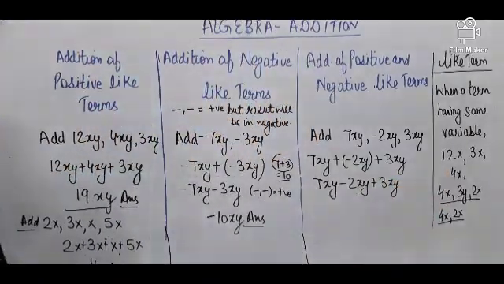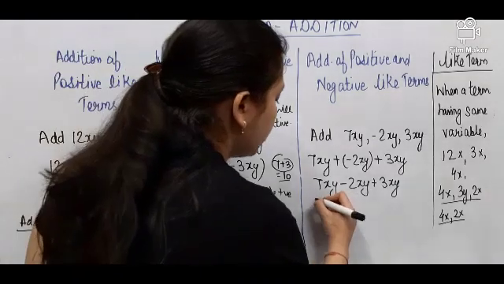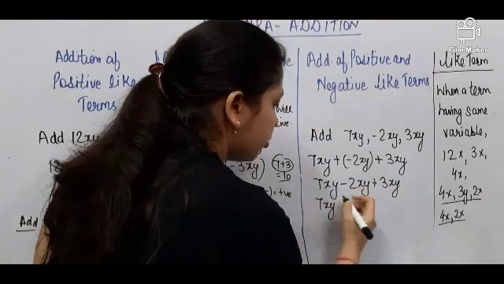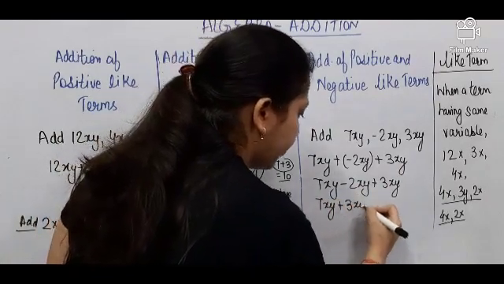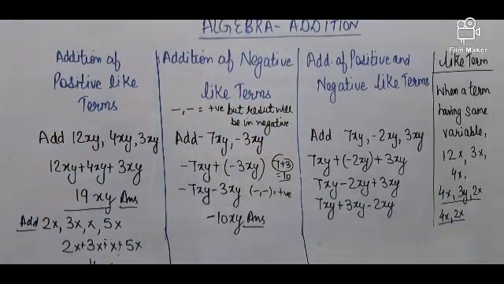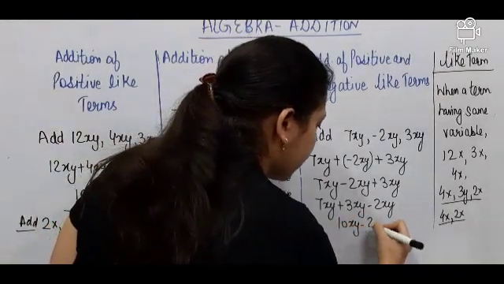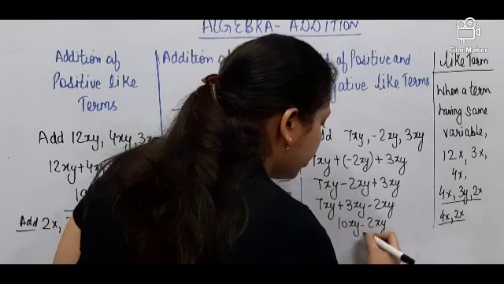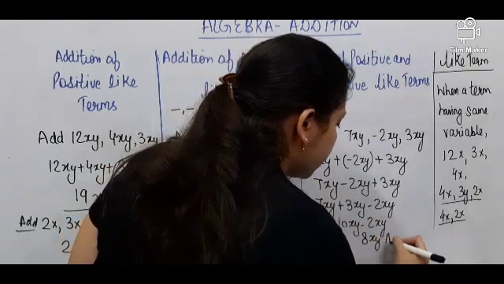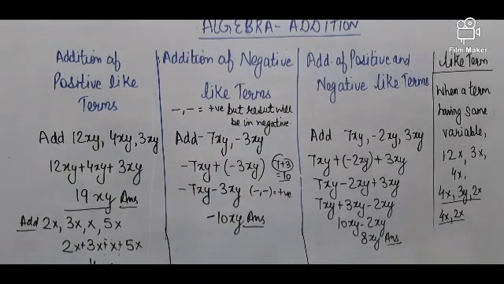Now, according to BODMAS, we have to do addition first. So let's interchange their positions: 7xy plus 3xy. 7xy plus 3xy is 10xy, since 7 plus 3 is 10. Now 10 minus 2 is 8xy. In this way you can perform addition of positive and negative terms.